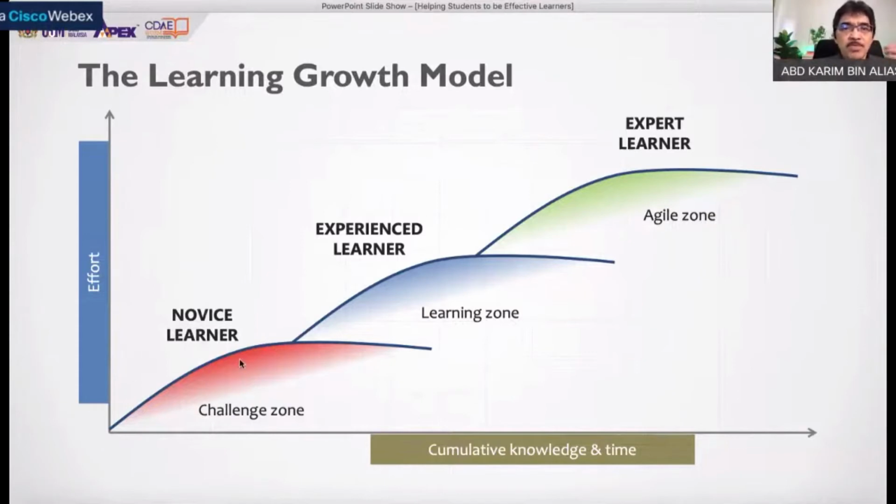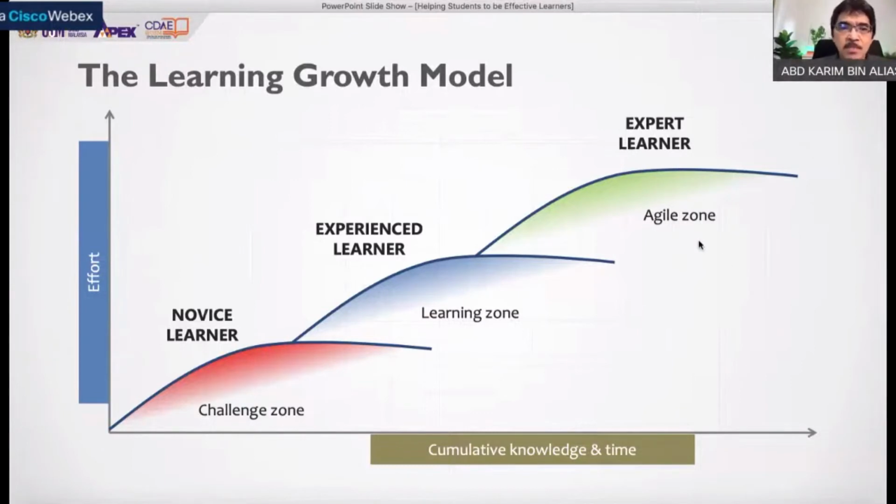Our job, our task, our responsibility is to take the student from novice learner to become experienced learner. Take them from challenge zone to learning zone. And here probably the students need a lot of assistance, or something we call scaffolding. We will talk about scaffolding shortly. Then when they become experienced learners and they continue to learn, they are more comfortable. So they will learn more and more and more. Then they reach another level, and become expert learners. When they become expert learners, they are now in the agile zone.